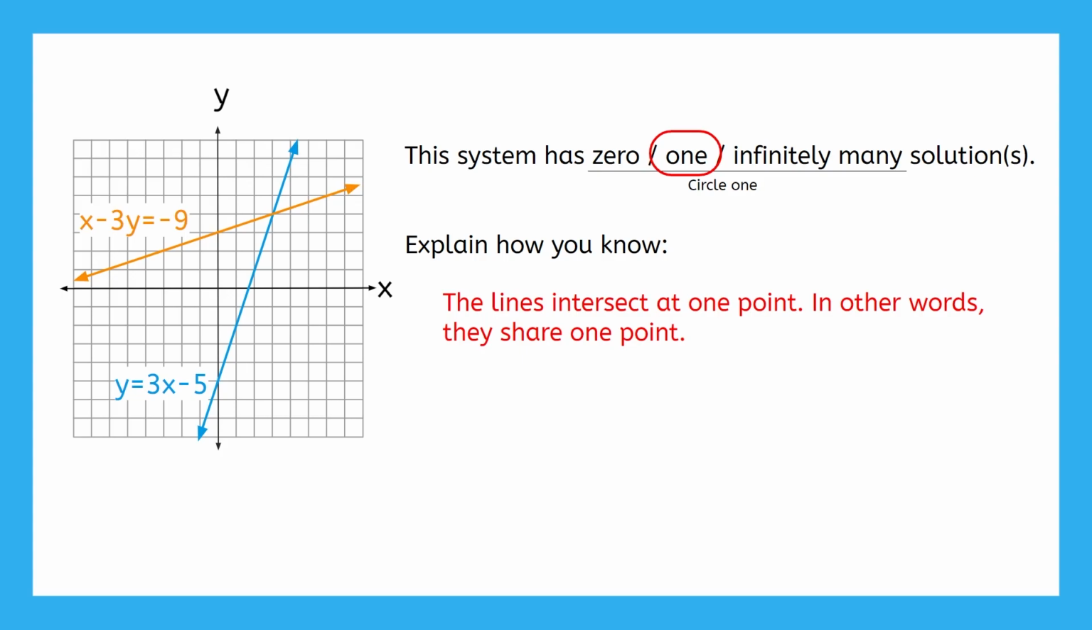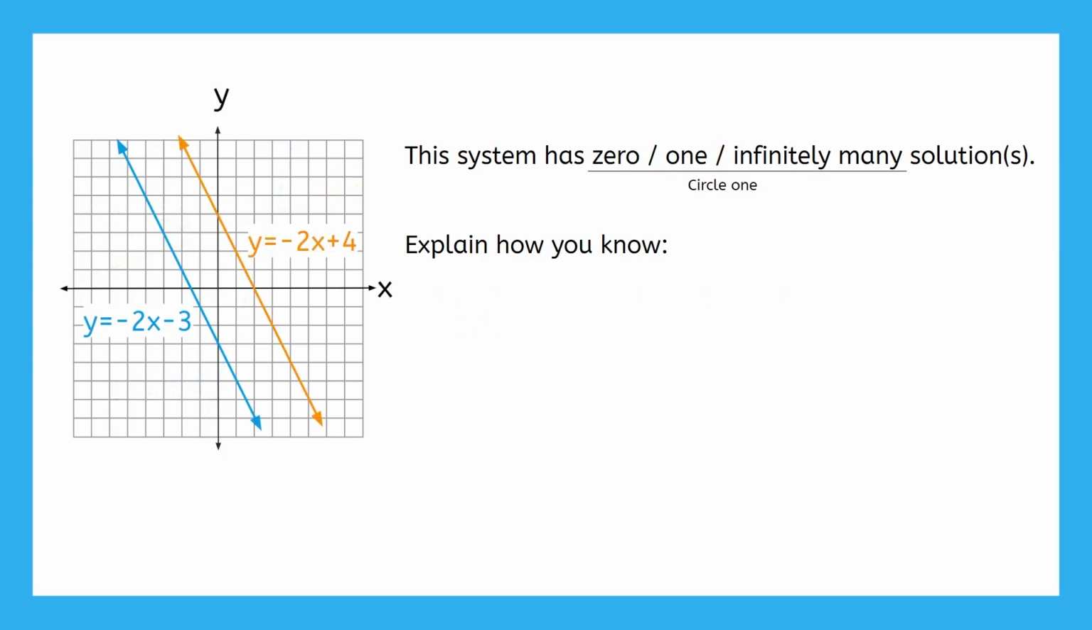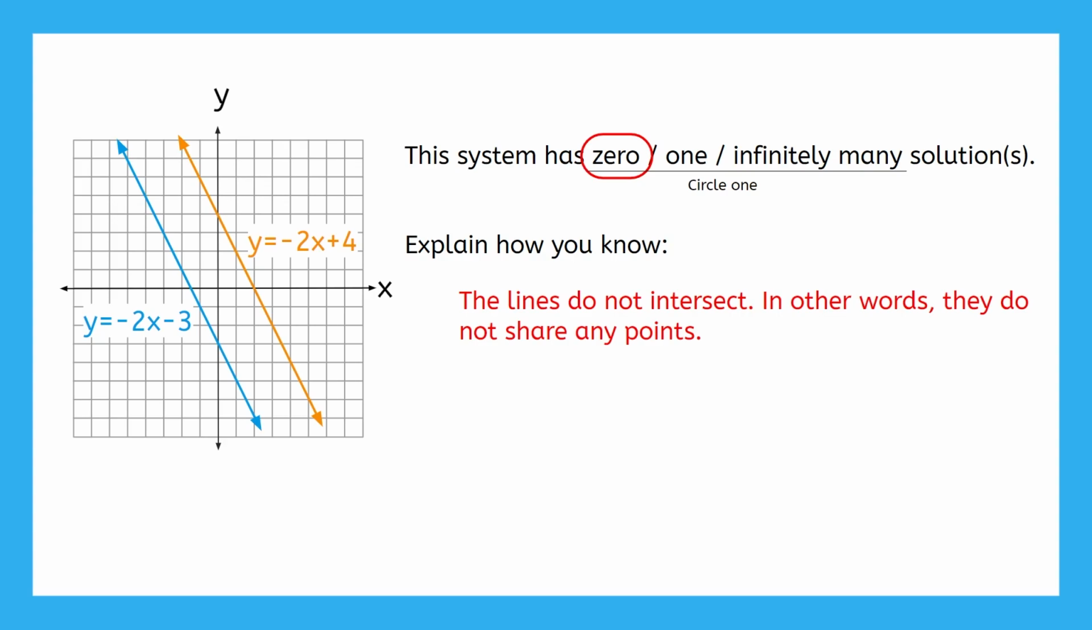Now, this really was a refresher from what we've learned in the previous activity, but what about a system like this? It looks like these lines will never intersect. They definitely don't intersect each other on the part of the graph that we can see, and as they continue on, it doesn't look like they'll intersect anywhere else either. That makes me think that out of these options, the answer must be that the system has 0 solutions. If you thought the same thing, you're correct. Your reason should include something about the fact that these lines don't intersect anywhere. I wrote that the lines do not intersect, or in other words, they do not share any points.